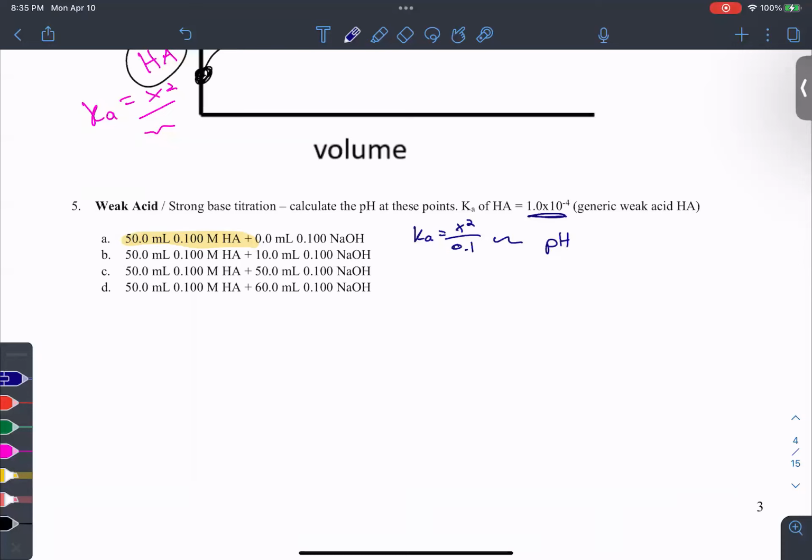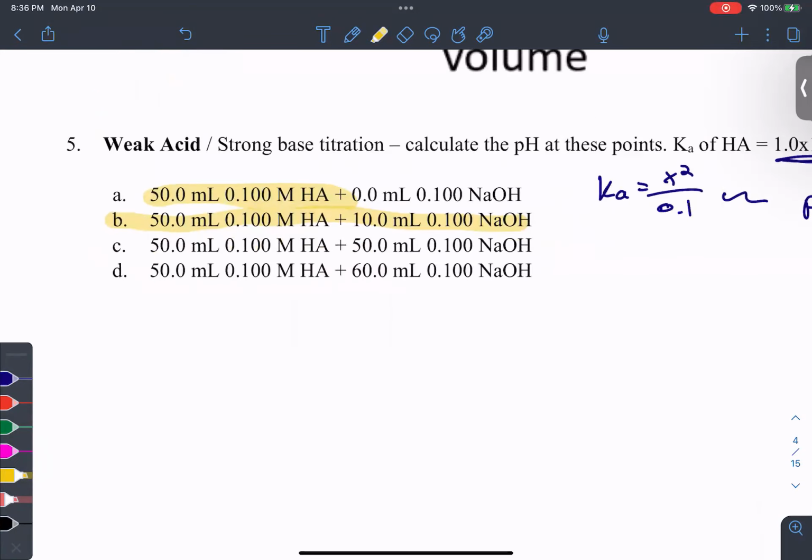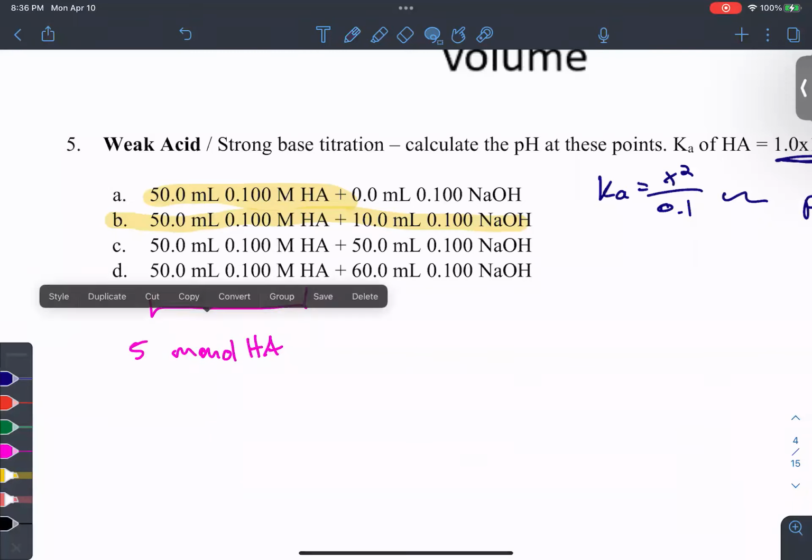Now the new part here is these other points. So if we look at B, we see that now we have HA in our beaker, we're adding a little bit of base, so we're just partially neutralizing it. So it's best to just, again, calculate how many millimoles of each you have to see where you are on your titration curve. So all of these have 5 millimoles of HA, our weak acid, and then now we have varying amounts of our base in all of these.